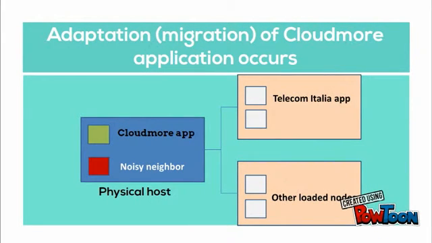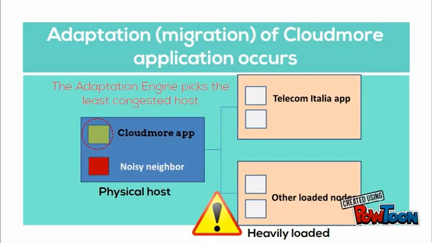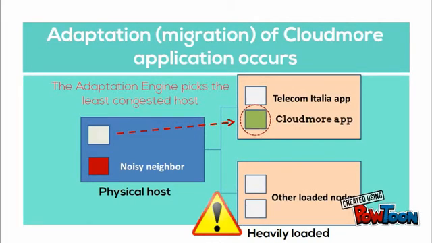The adaptation engine can suggest several alternatives, such as migration, scale up, scale out, or application adaptation. In this case, the engine determines that a migration action to a quieter host with the lowest network traffic is required.